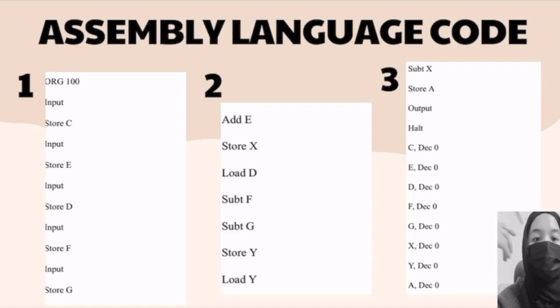We store X, and then we load D. We sub F, which is to subtract the value of memory location F from the accumulator, and then we sub G, store E, load Y, and then we sub X, which is to subtract the value of memory location X from the accumulator, and then we get the output. Then we halt, which is to stop execution. Then C is DAC 0, E is DAC 0, D is DAC 0, F is DAC 0, G is DAC 0, X is DAC 0, Y is DAC 0, and A is also DAC 0.